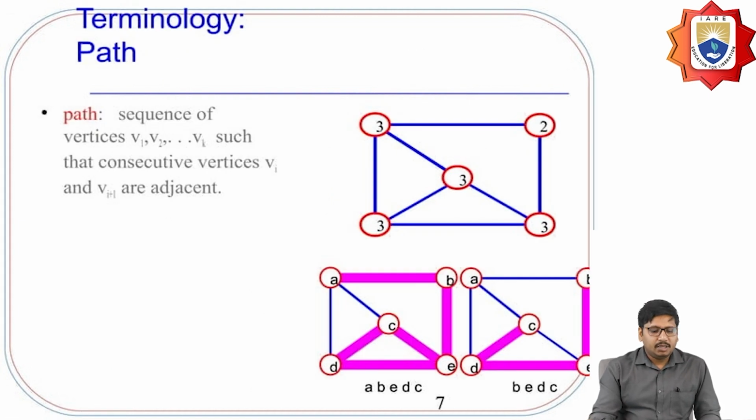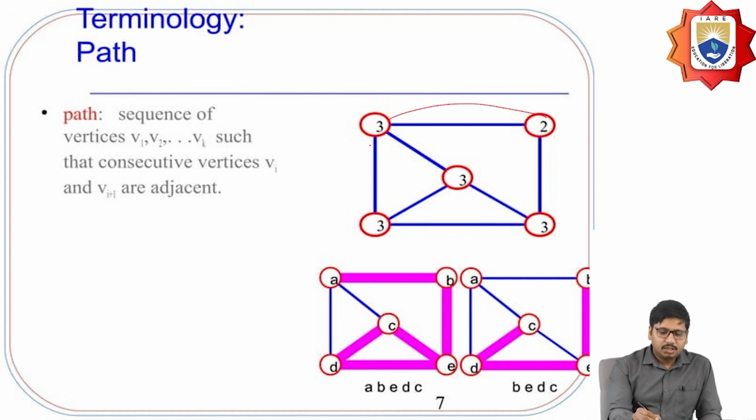Terminology: a path is nothing but a sequence of vertices such that the consecutive vertices vi and vi+1 are said to be adjacent. So in this one, suppose A is adjacent to B and B is adjacent to C. So this is the edge. Suppose I'm going to find the path. So what is the path here?